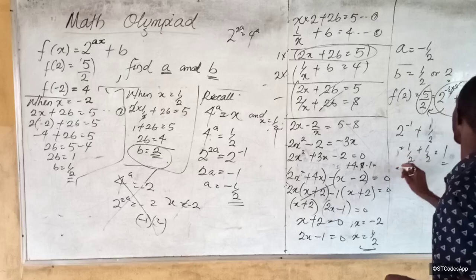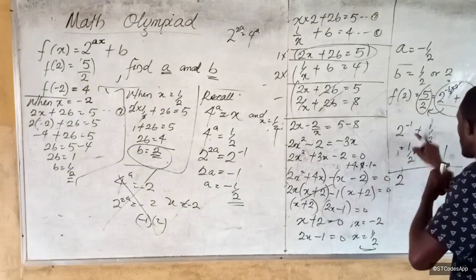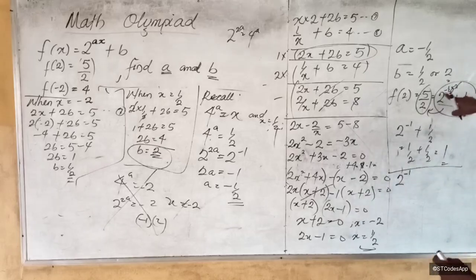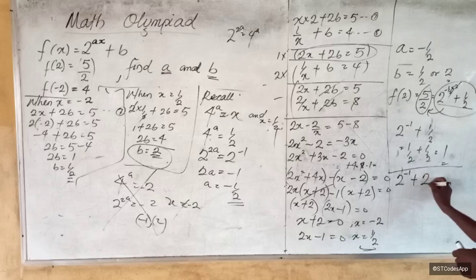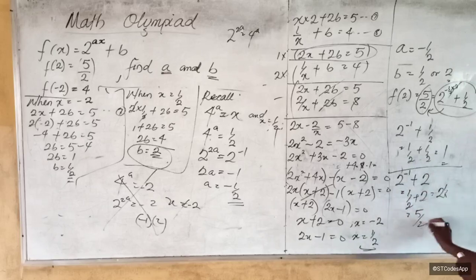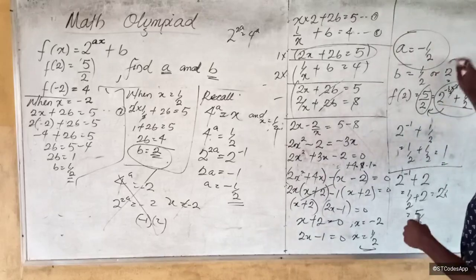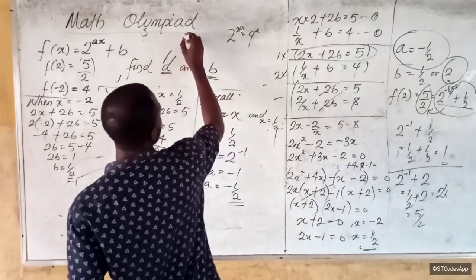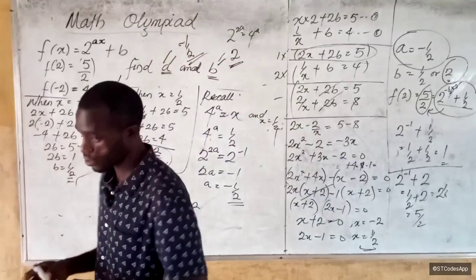If we plug 2 in from here, since a is still negative half, this will still give us 2 raised to the power minus 1. For f of 2, x is now 2, and a is still minus half. So then plus 2, and this becomes 1 over 2 plus 2, which is 5 over 2. So our a is actually minus half and b is 2. Do you understand? So the correct answer to that question: a will be equal to negative 1 over 2 and b will be equal to 2. Those are the solutions to that problem.